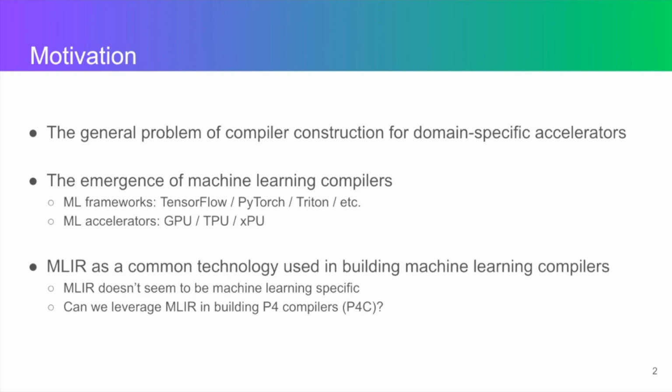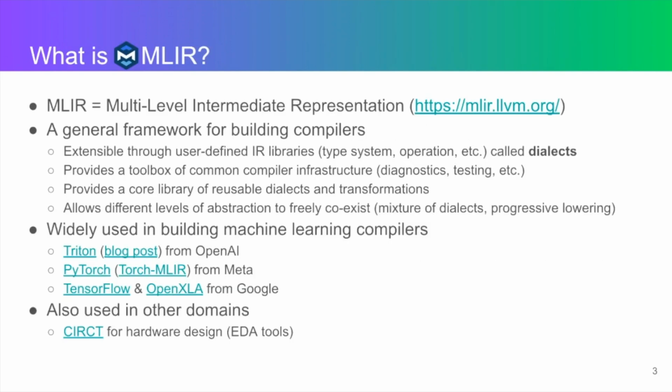And it turns out MLIR is not machine learning specific. So this makes me wonder if we can leverage MLIR in building P4 compilers. So let's take a closer look at what MLIR is. There are several misconceptions about MLIR. One is that MLIR is machine learning IR, which it is not. It actually stands for multi-level IR. And second, is MLIR a specific IR? That is also not true.